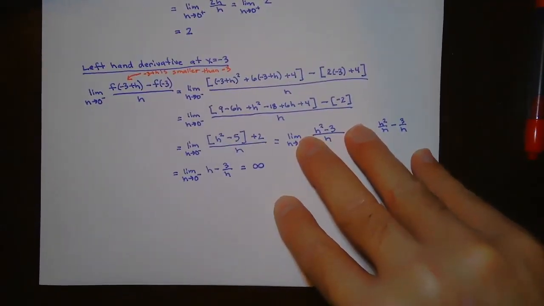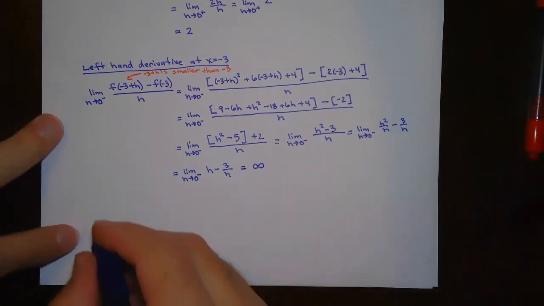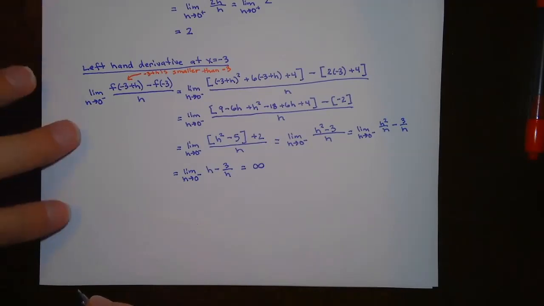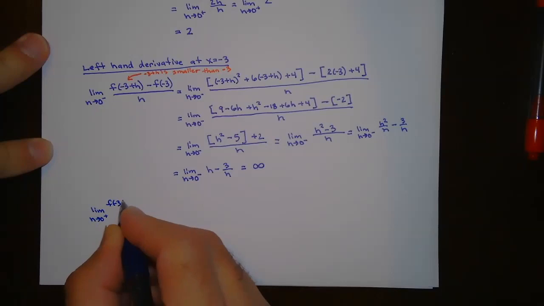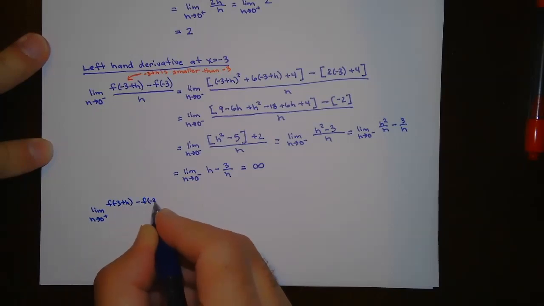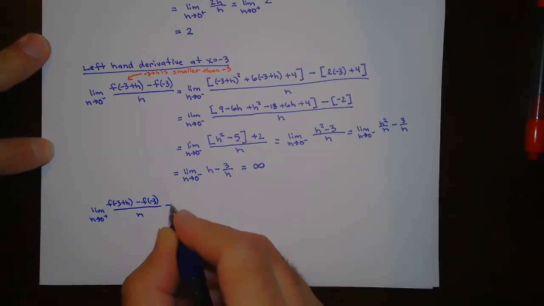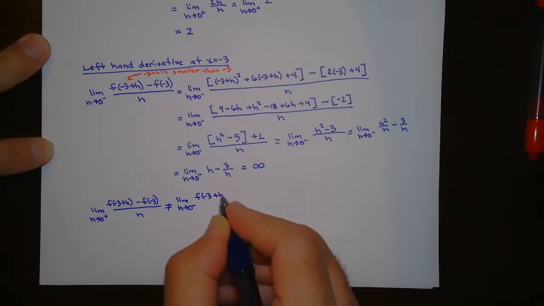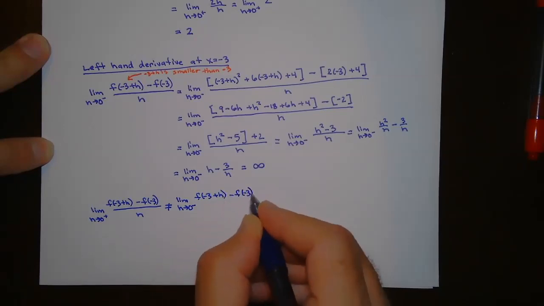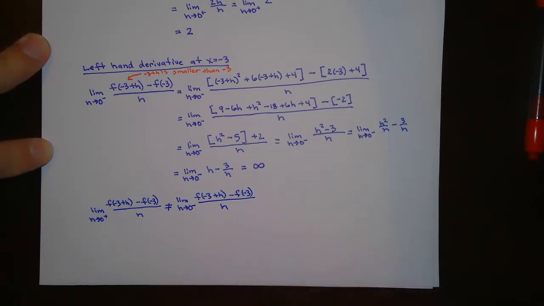Okay, so back to this, we can now say that because the right-hand limit was 2 and the left-hand limit is infinity, the limit as h approaches 0 from the right of f of negative 3 plus h minus f of negative 3 over h does not equal the limit as h approaches 0 from the left of f of negative 3 plus h minus f of negative 3 over h, okay, which means the one-sided limits don't exist.